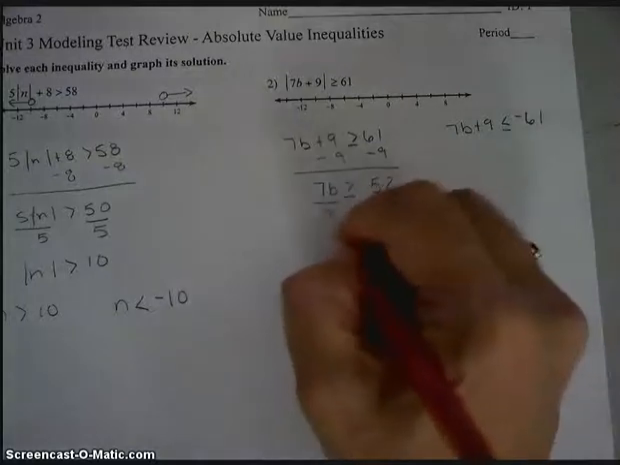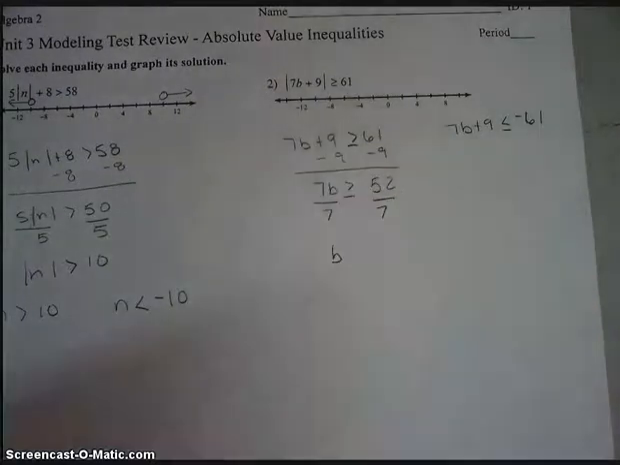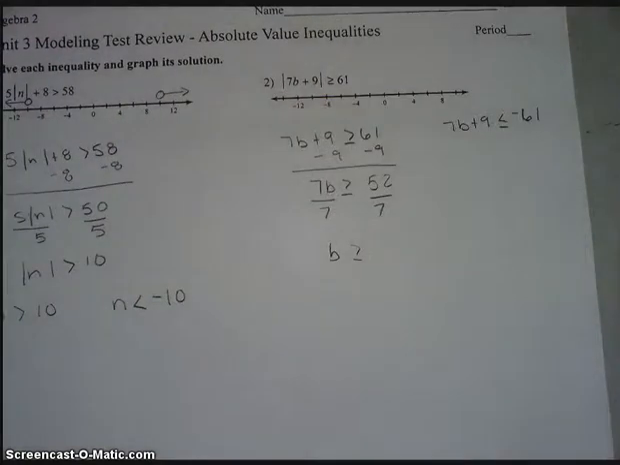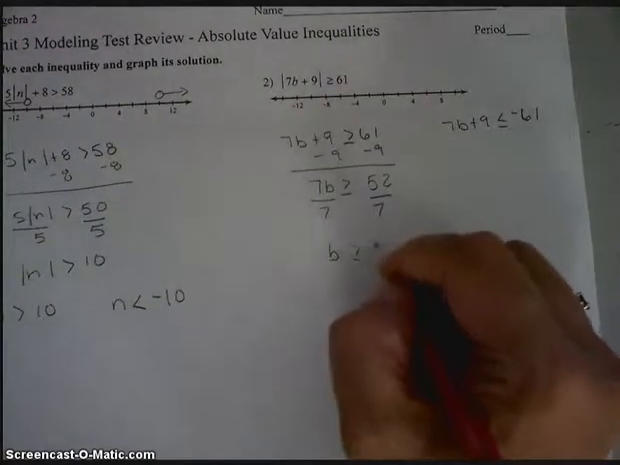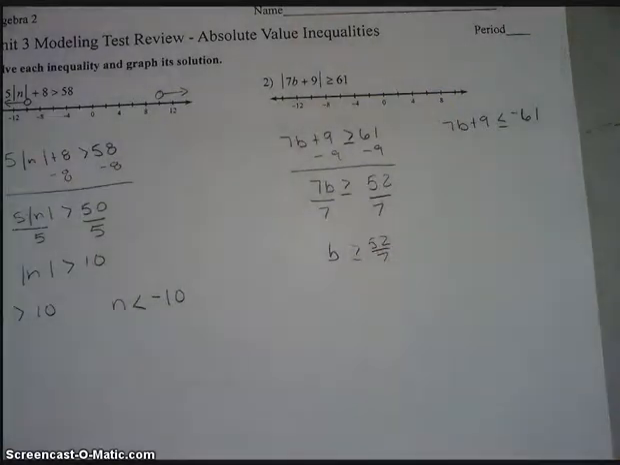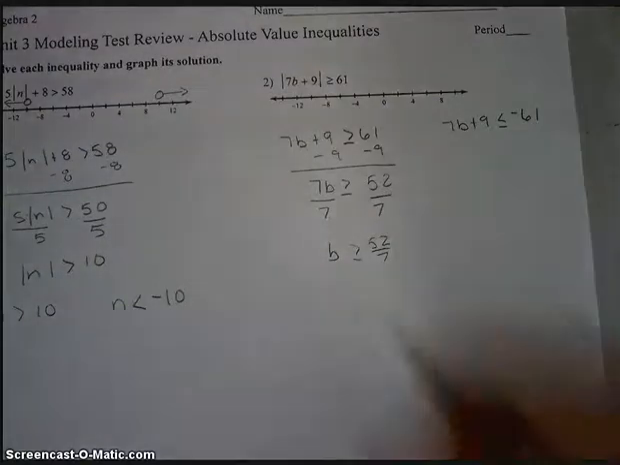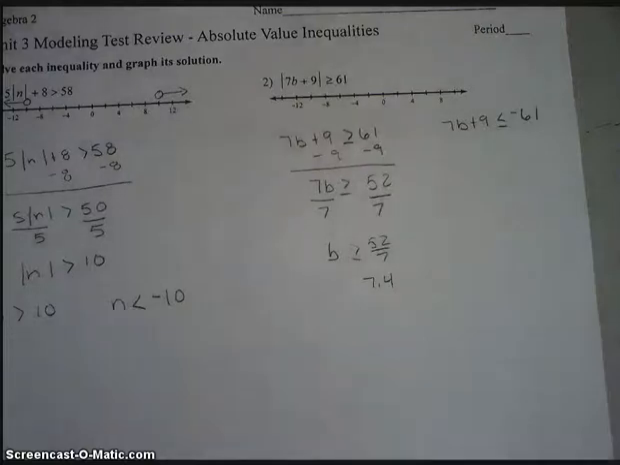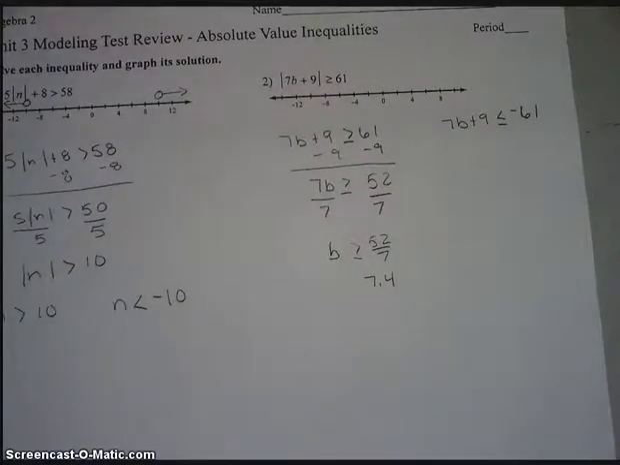Then I would divide both sides by 7, and I get b is greater than or equal to about 52 over 7. And if you want to look at that as a decimal, it's like 7.4. Okay, so you can get some kind of idea of where to graph it on the line.